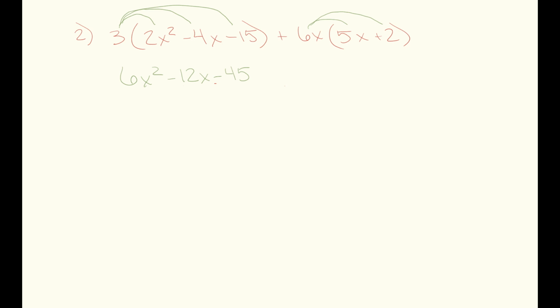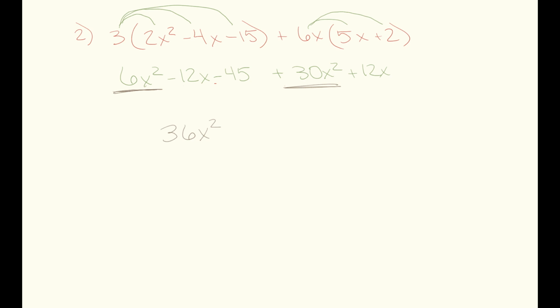Then this set of parentheses, 6x times 5x would give me 30x squared. And 6x times 2 would give me a positive 12x. Now I need to combine any like terms that I see. So we want to write this in standard form, which means that you need the terms with the highest exponents first. So my highest exponent is x squared, so I'm going to combine 6x squared plus 30x squared. So that gives me 36x squared.